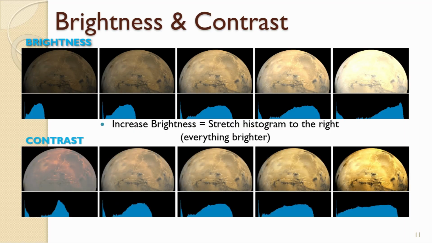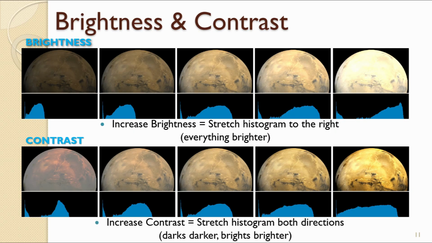Contrast is a little different. This adjustment stretches the histogram, but it's stretching both ends at the same time. The dark areas of the image get darker and the bright areas get brighter. You can push all the data together into a narrow range, or you can pull it all out to better fill the bit range of your image.